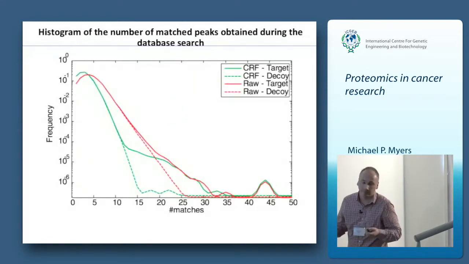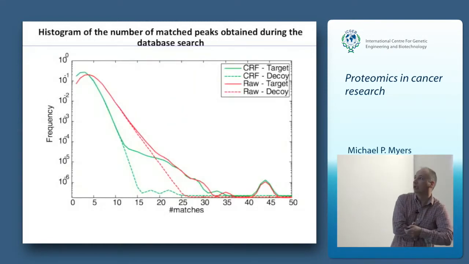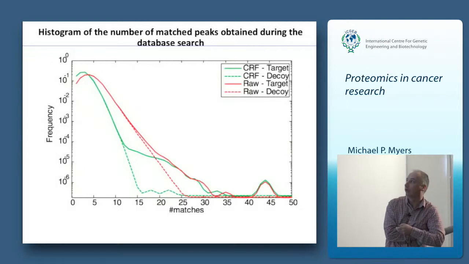Okay, why is this important? If we take the raw spectrum and we do a search against the correct database, and we compare it to the behavior of the same raw spectrum searched against the same sized database, but completely randomized.